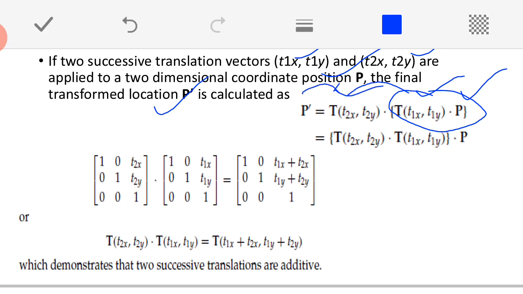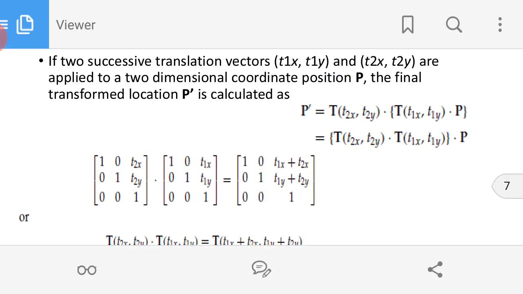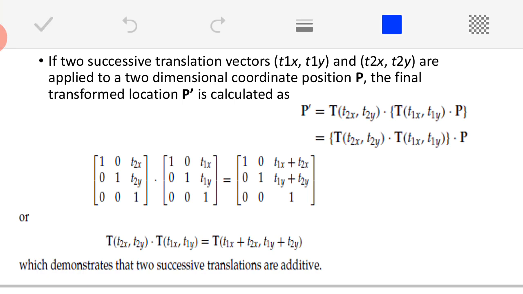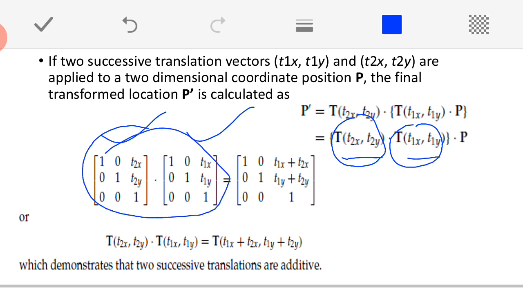Then I am supposed to get what? P dash. But rather than doing this, see here what I am going to do. First I will multiply these two translation matrices. This is the first translation matrix, second translation matrix. The same thing is happening here also. These two will get multiplied, and this is my resultant matrix.